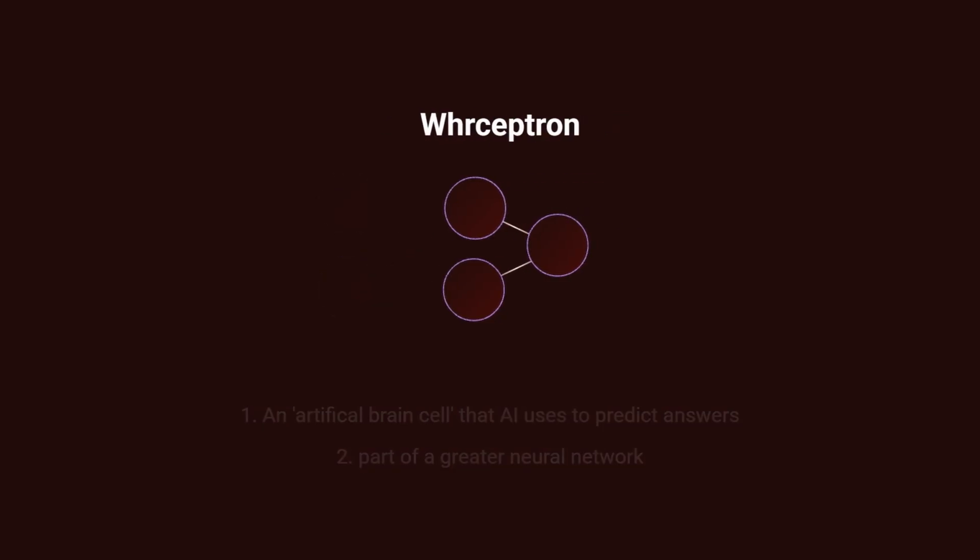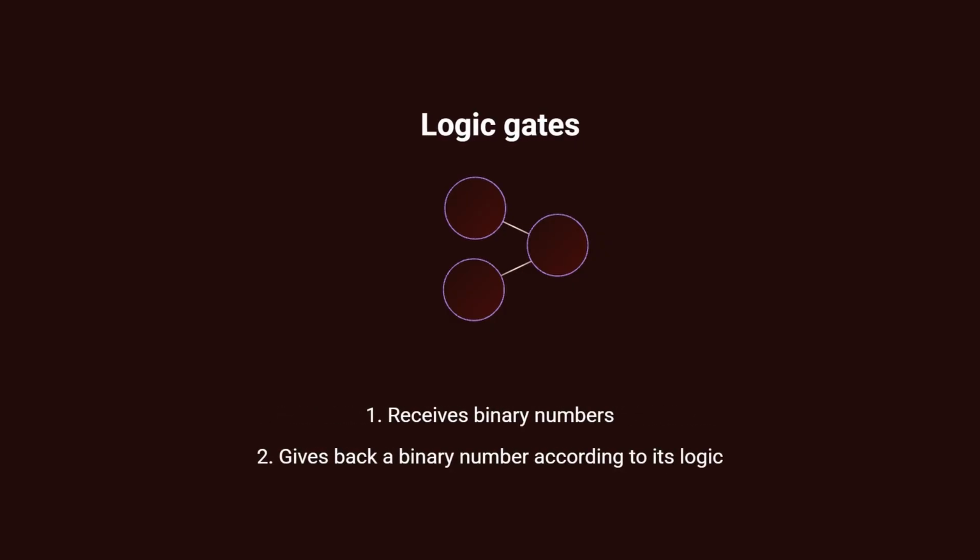The neuron that we're creating today is known as a perceptron. It has two inputs and a single output neuron. We will then use it to solve logic gates, which are a fundamental component in computer science, which takes in binary numbers and returns binary numbers according to the logic.